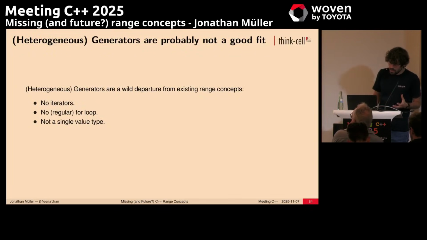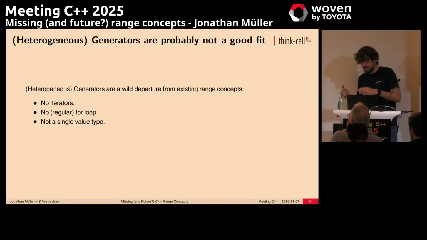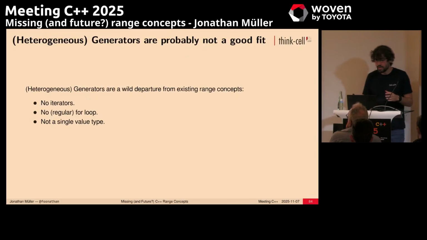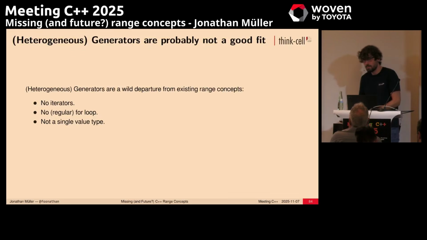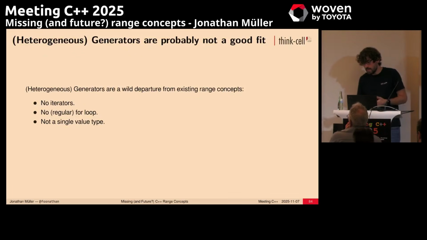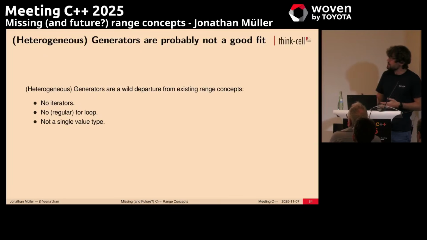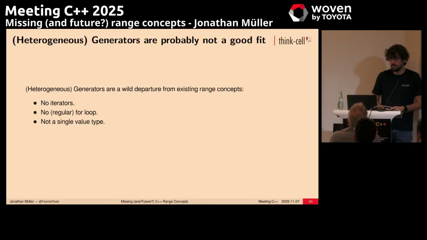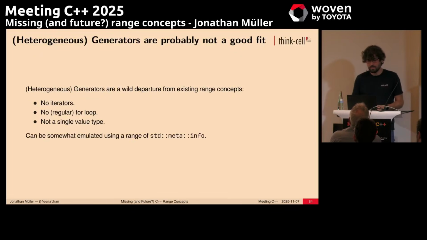Now, the heterogeneous generators, or generators in general that only have iterators, are probably not a good fit, because they're a wild deviation from the existing range concept. In the standard library and the C++ ecosystem, a range is something with iterators, and you can use the regular for loop. And then also you have a single value type. Using ones with multiple types requires some nastiness having to deal with multiple types. This is non-trivial and probably is not a good fit.